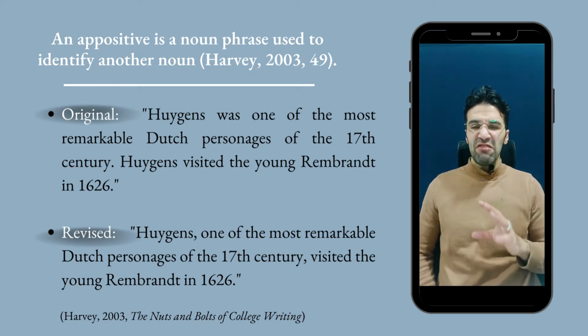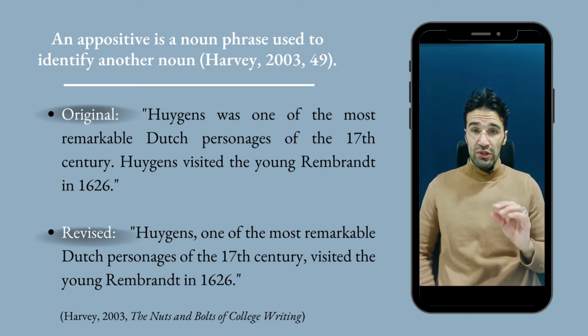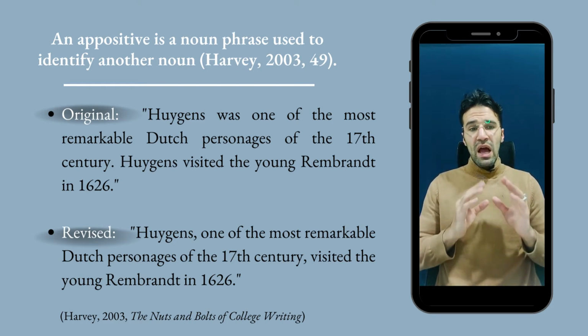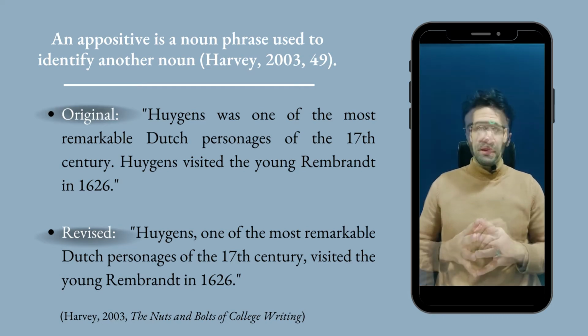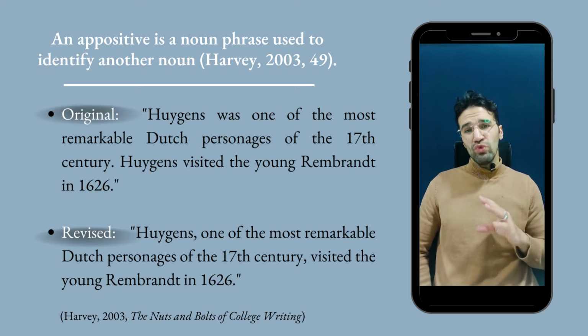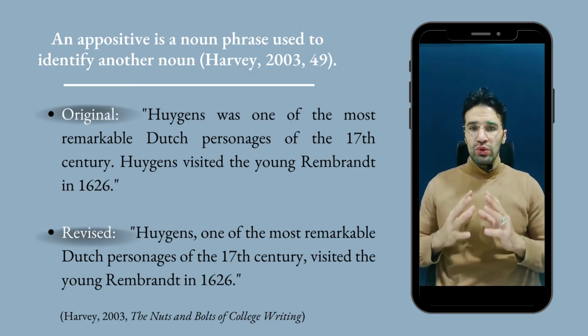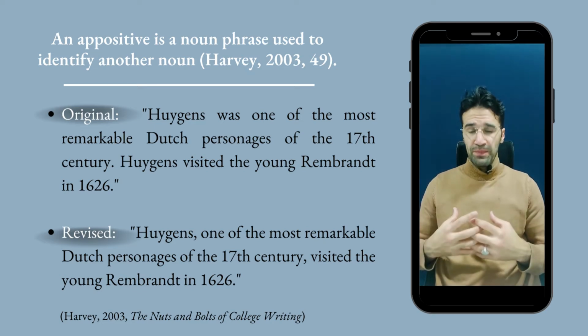I can safely remove the appositive part. I can safely remove one of the most remarkable Dutch personages of the 17th century. And the sentence still makes sense. So the sentence reads like this: Huygens visited the young Rembrandt in 1626. So here is the tip. You can remove appositives like this and the sentence still reads meaningfully. To sum up, we use commas to create appositives.